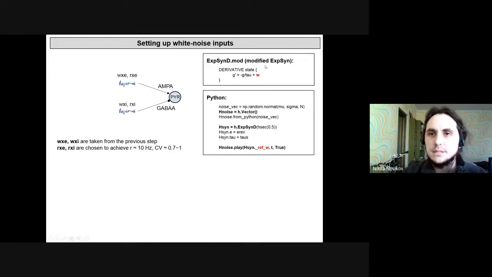To do this, I slightly modified this XPSIN module. I added a constant that is added to the conductance at each simulation time step. Then I load random noise into a neuron vector, and I apply this vector to this new variable. Okay, so the weights are taken from the previous step and are tuned along with the firing rates of these inputs to achieve about 10 hertz firing rate and relatively high CV.